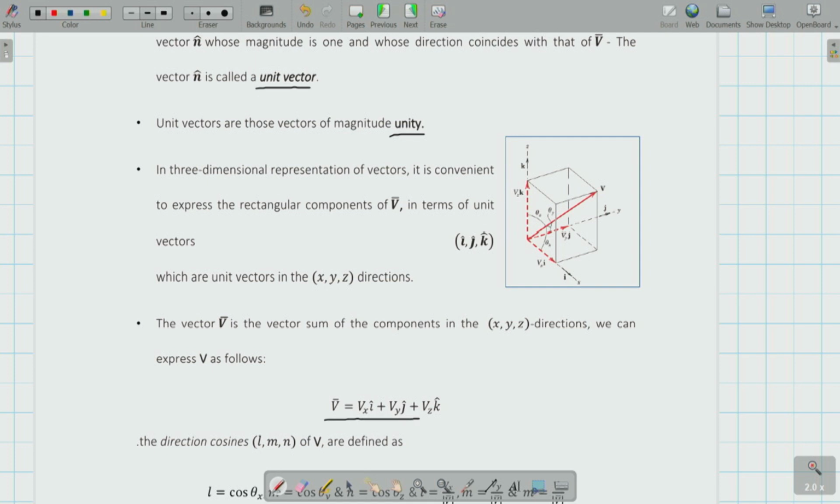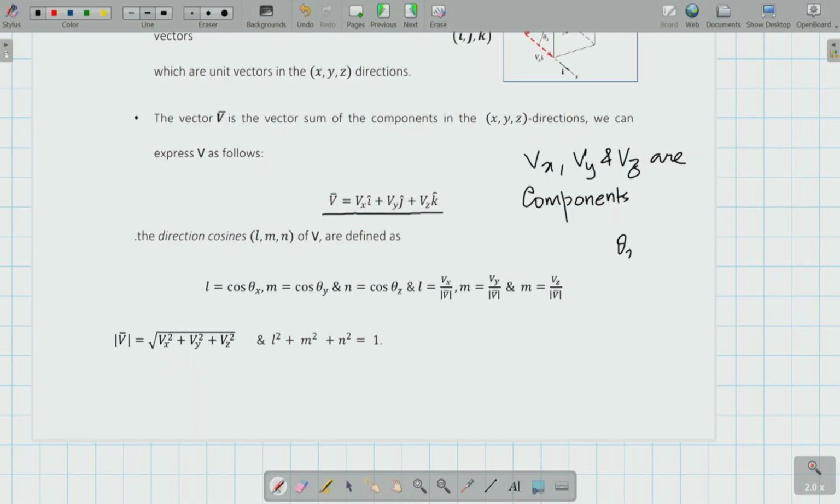That V vector is going to be Vx i plus Vy j plus Vz k, where Vx, Vy and Vz are the components along x, y and z. If theta x, theta y and theta z are the angles made by the vector with x, y and z axis, cos theta x, cos theta y and cos theta z are called the direction cosines and are represented as l, m, n. l is going to be Vx by mod V, Vy by mod V is m, and Vz by mod V is n.